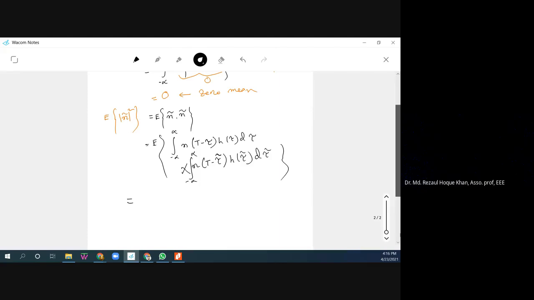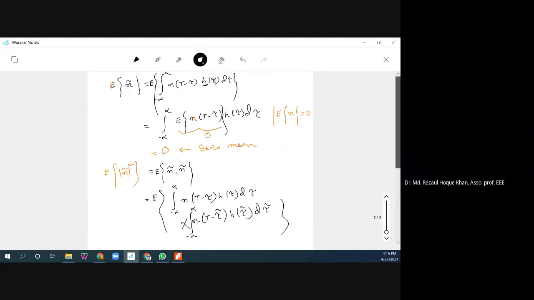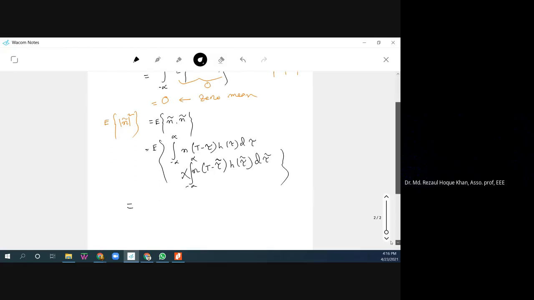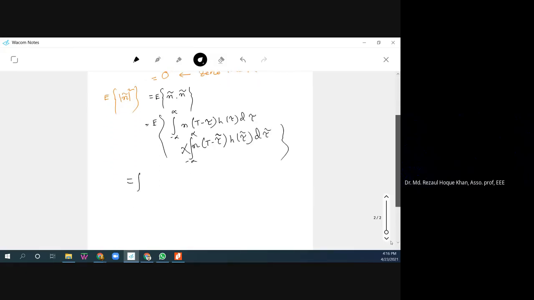So what we can do is take both integrations outside: minus infinity to plus infinity, again minus infinity to plus infinity, of the expected value of n(t − τ) and n(t − τ tilde). Remember, we did the same thing before: h(τ) and h(τ tilde) are deterministic, so the expected value does not apply to them. So h(τ) h(τ tilde) d τ d τ tilde.